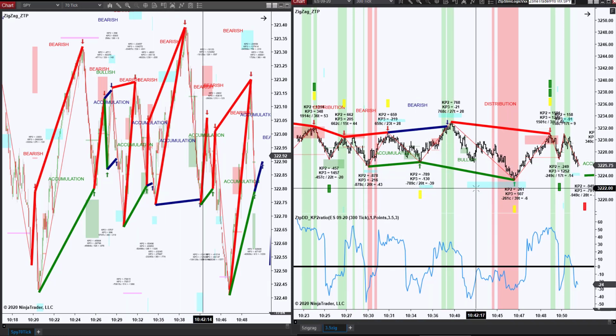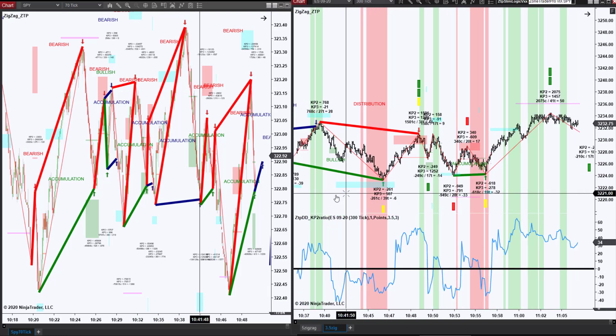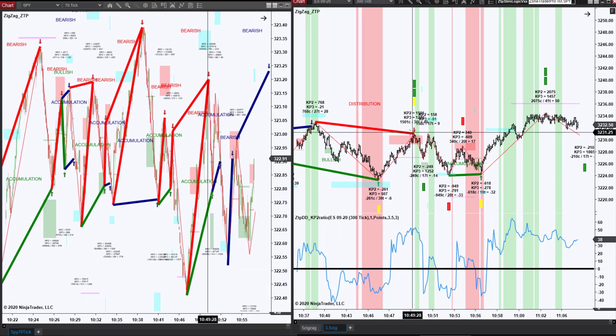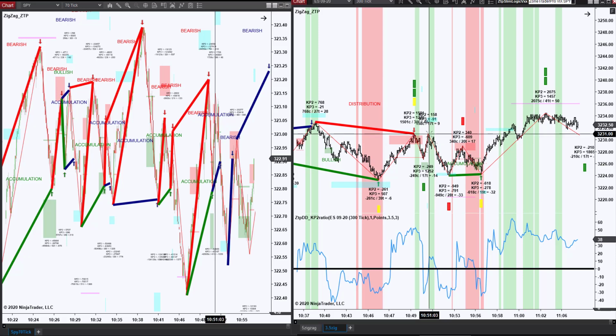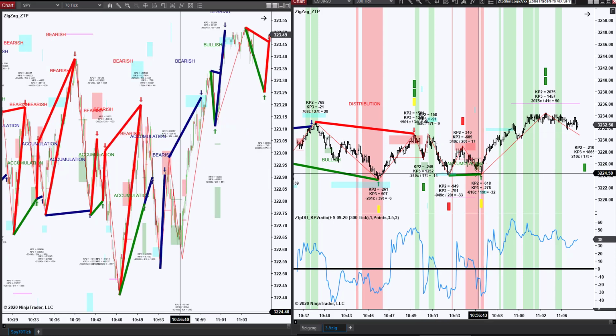So again, using all the tools together is basically what we're looking at. Again, here we have distribution divergence and we have double divergence on the spider chart. We get 4 points out of that, and you're being told to cover with this long signal right here. Again, we get another 4 points out of that trade. We had an accumulation buy signal right here. However, there was no spider buy.